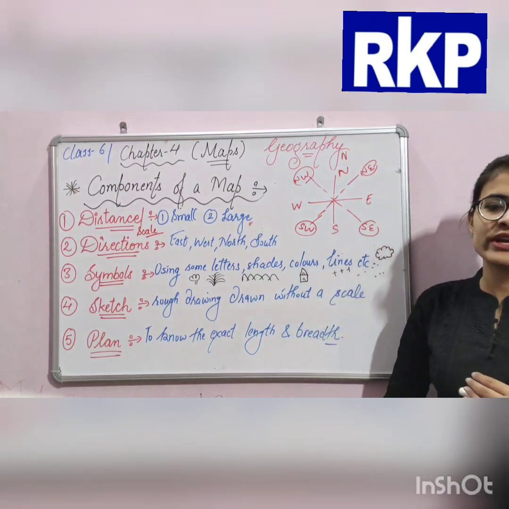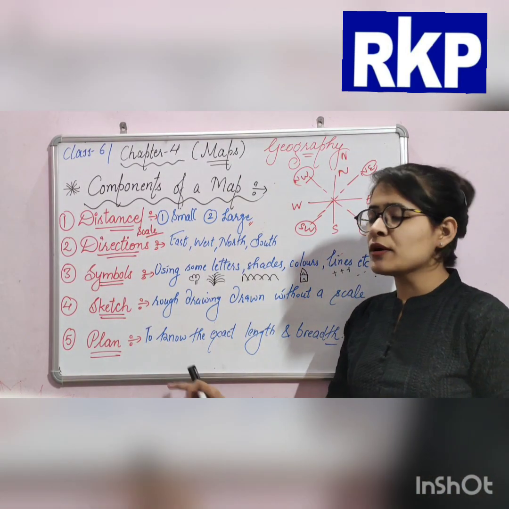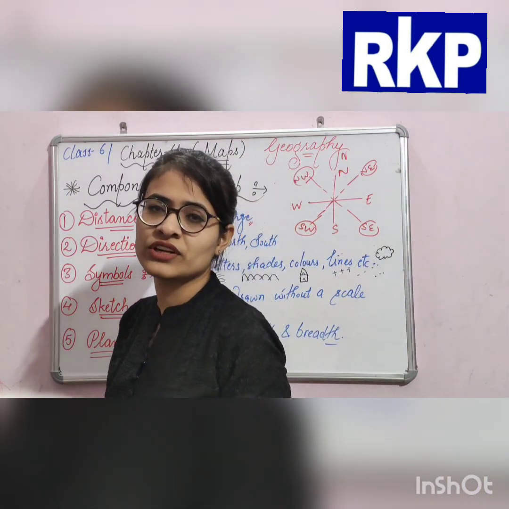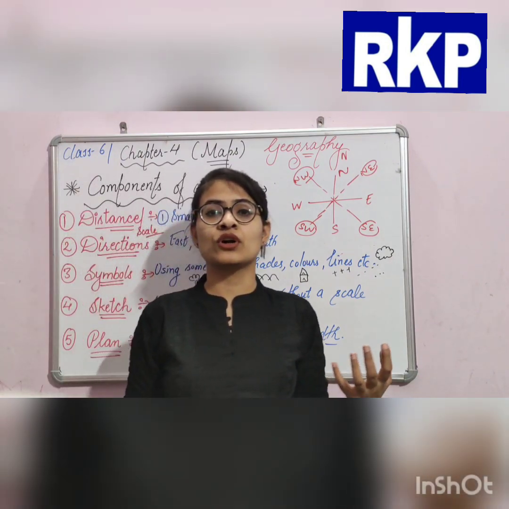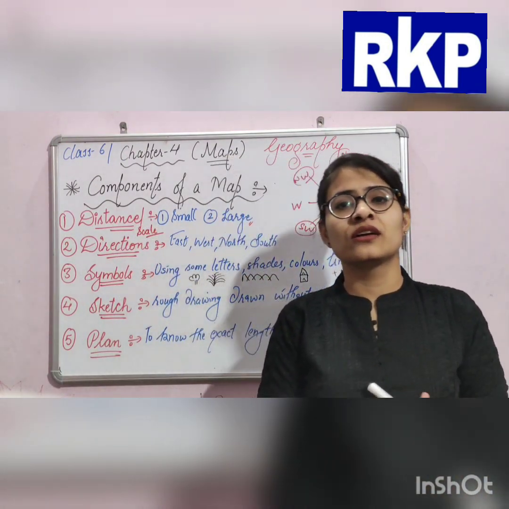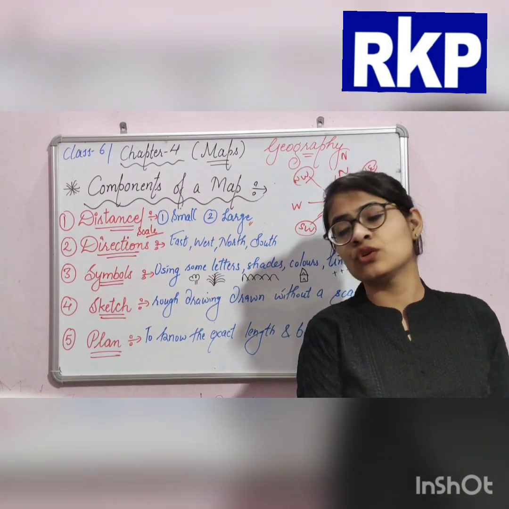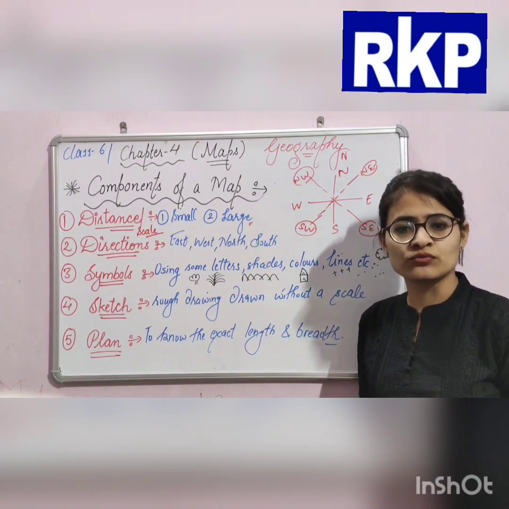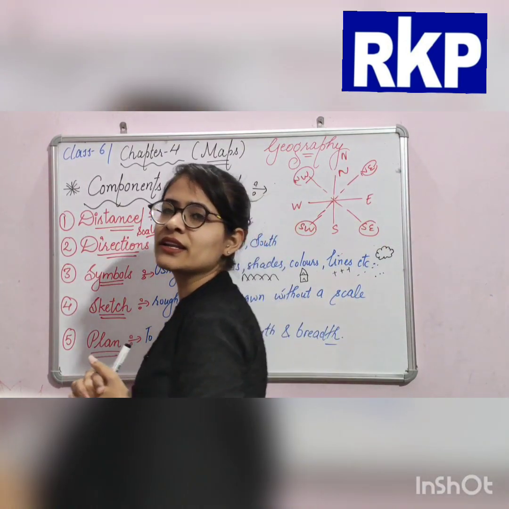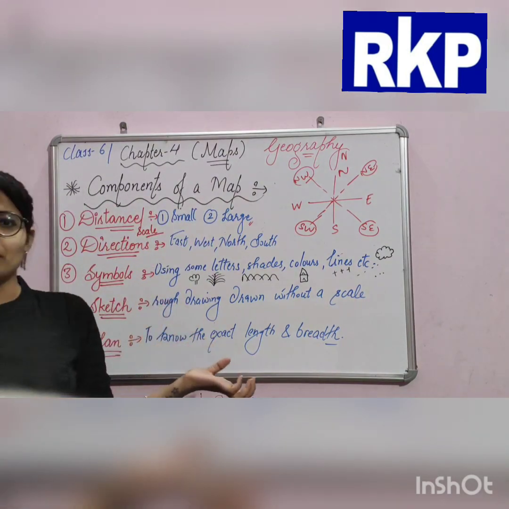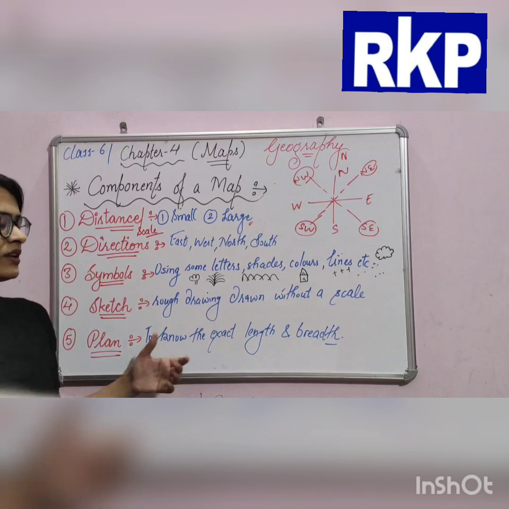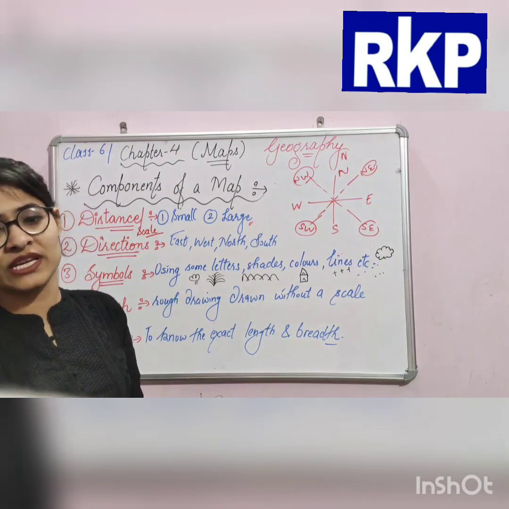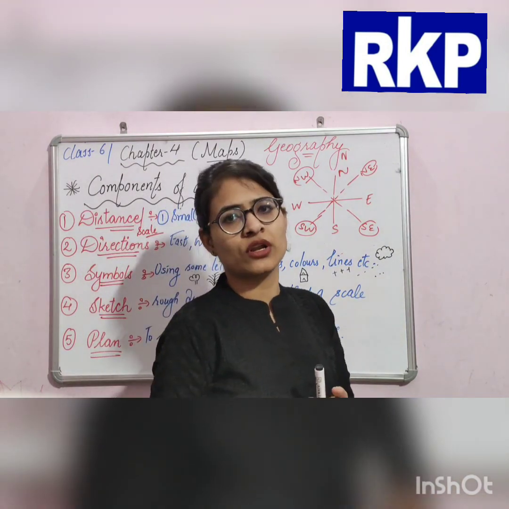But we can say plan. What is a plan? If you want to know the exact length and breadth of a place, suppose we want to make a new room in our house, what will we use? We will make a plan with the exact length and breadth of that room. Length and breadth cannot be shown on a map, but it is important to know the exact length and breadth of a place. So at that time we can go for a plan.